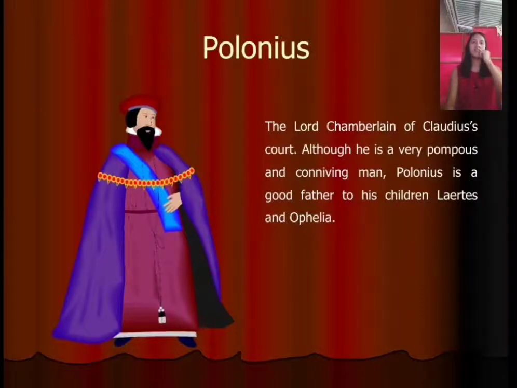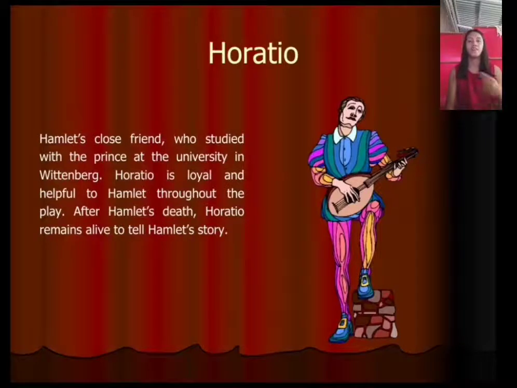So next is Horatio. He is Hamlet's close friend and classmate at the university in Wittenberg. He is loyal and helpful to Hamlet throughout the play. And after Hamlet's death, instead of committing suicide, Horatio remains alive to tell Hamlet's story.